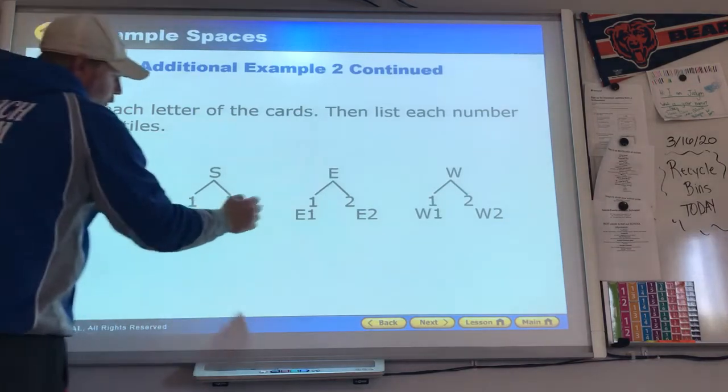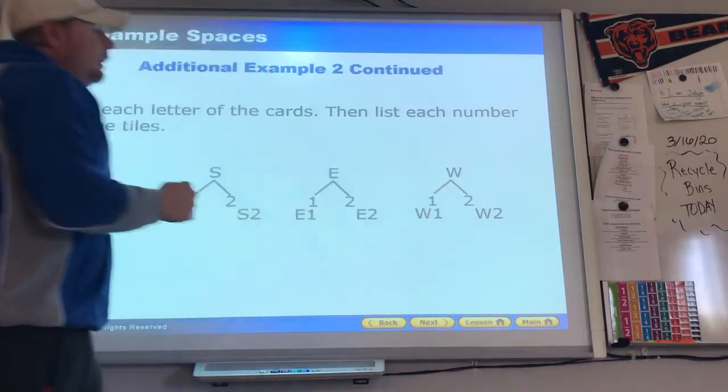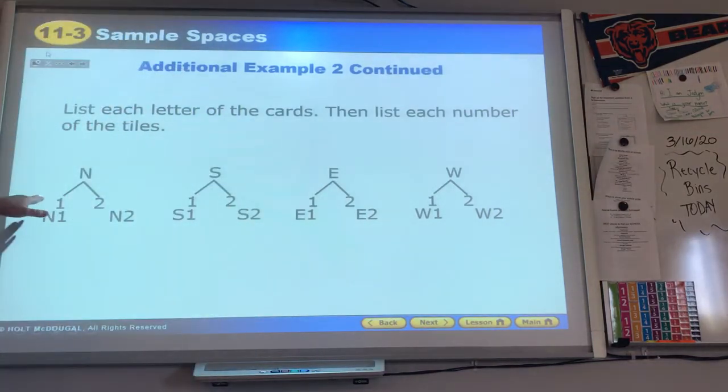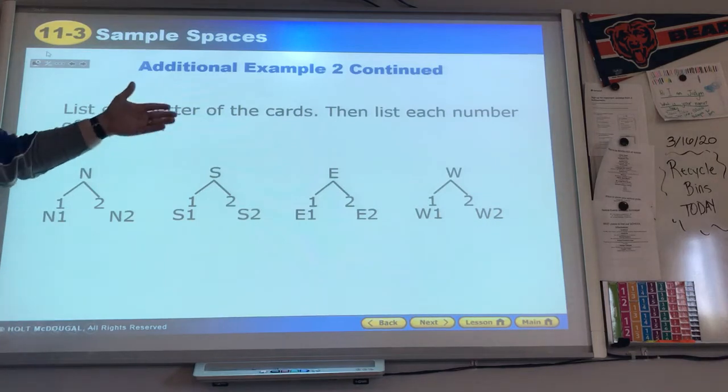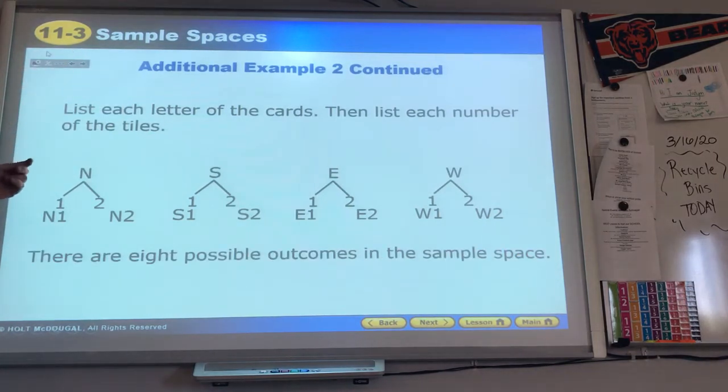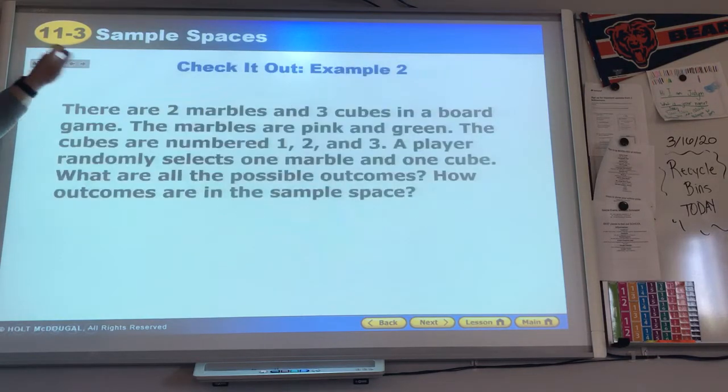1, 2, 3, 4, 5, 6, 7, 8. 4 choices. And then 2 choices in the second one. 4 times 2 is our 8 that we have. Do you see how for the north we could have 1 or 2? South 1 or 2. East 1 or 2. West 1 or 2. All right? There are 8 possible outcomes in the sample space.